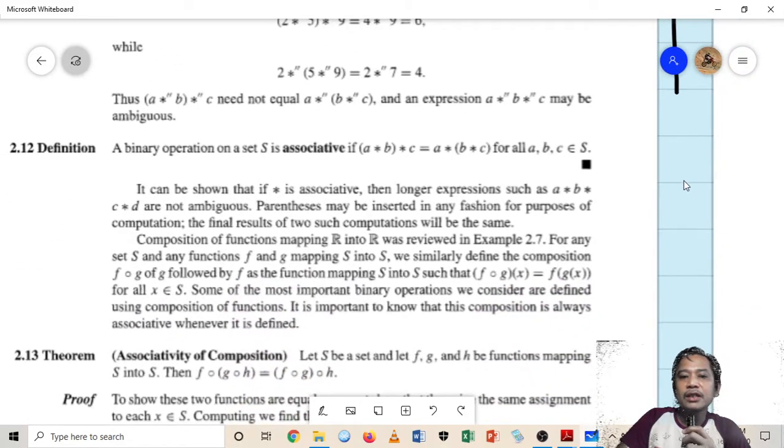Next, we have associativity. The binary operation on a set S is said to be associative if the product A operation B operated to C would be the same as A operated to the product of B and C for all elements A, B, and C of S. Meaning no matter how we regroup the terms being operated, the result will be the same. It's different from commutativity because in commutativity the order was changed. Here only the grouping.